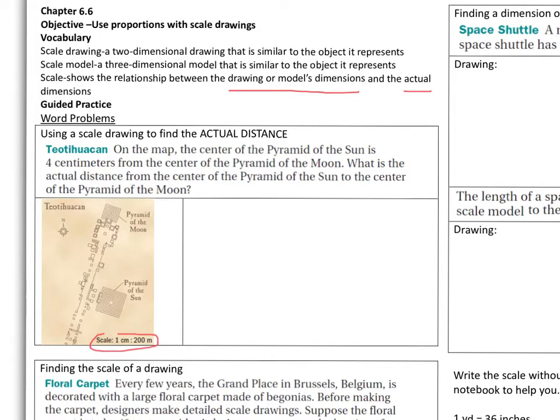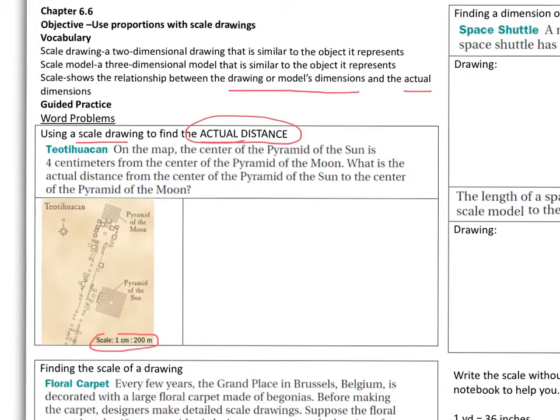To learn the objective of this lesson, you really just have to do a lot of word problems. So we're just going to jump straight into word problems. Part 1 says, use a scale drawing to find the actual distance. Let's look at this word problem.